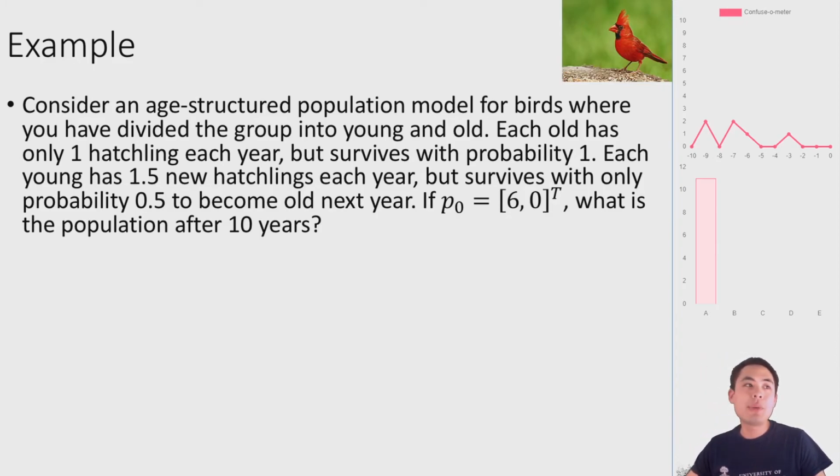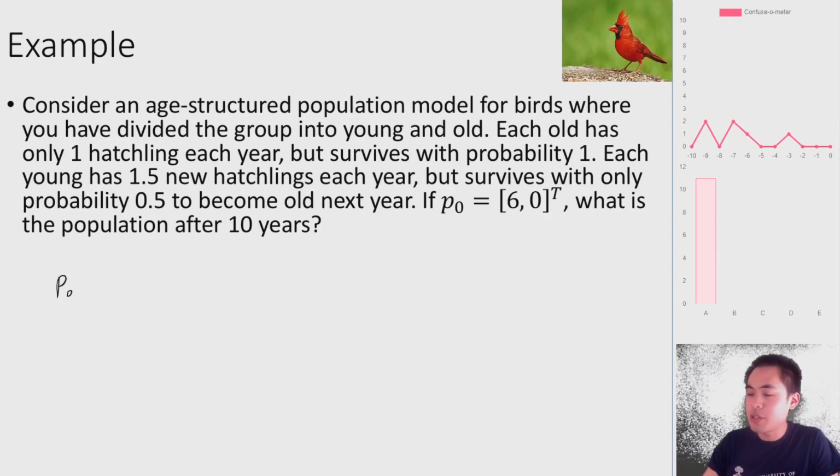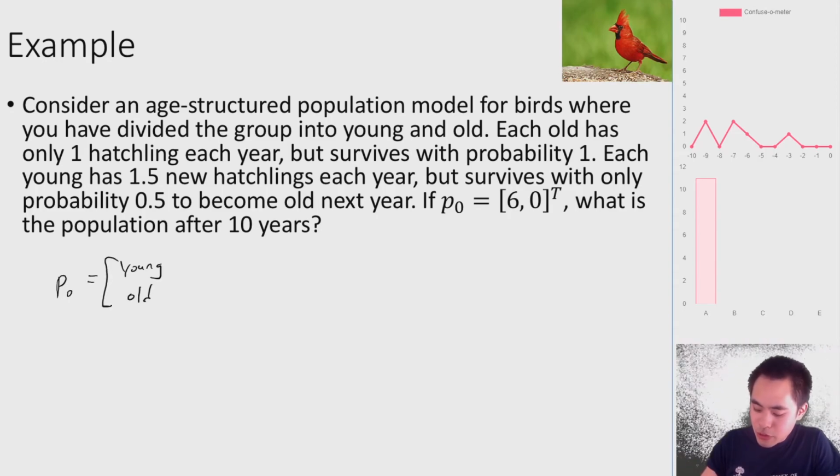So assume that we have an age-structured population model for birds where we've divided up in this way. We have a different starting population vector of (6, 0). What is the population after 10 years? So there are multiple steps. The first step is you need to convert this into a math problem. So we have our population vector of young and old. This is (6, 0), our population vector.